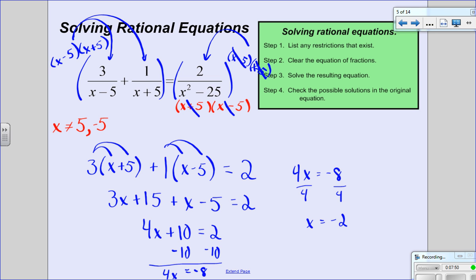So let's check to make sure that's not restricted. Our actual restrictions were 5 and negative 5, so the possible solution of negative 2 works. So there we have it. That is our solution to this rational equation. And just to be clear, if we were to plug that back into our original equation, anytime where we had the value x, we would see that our equation ends up being true.